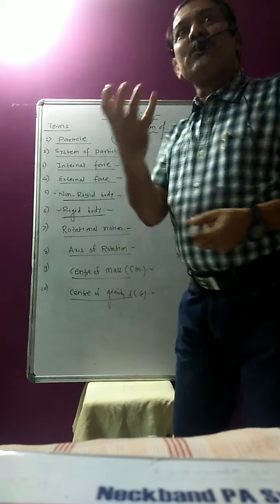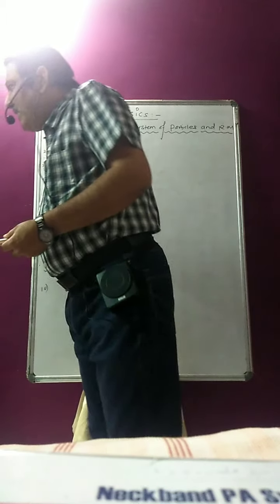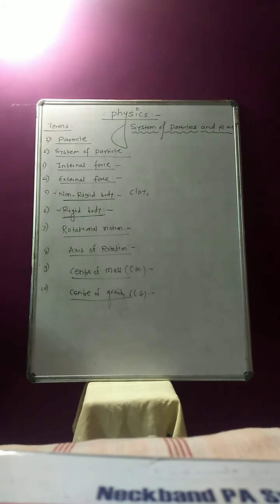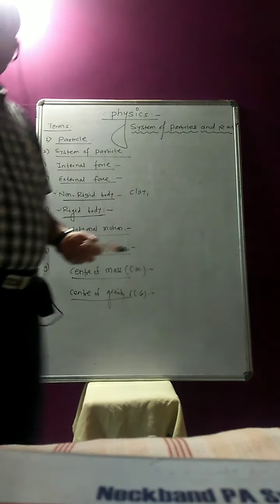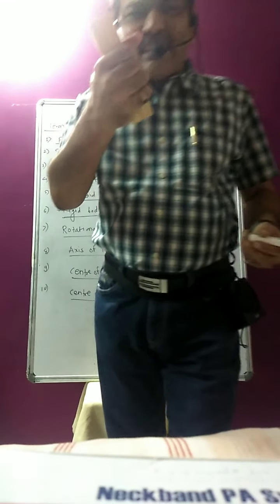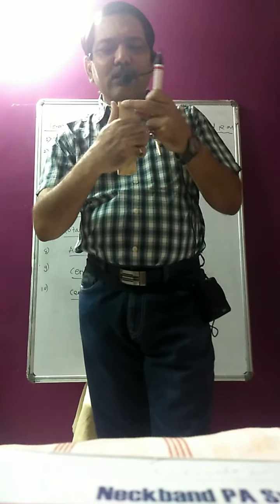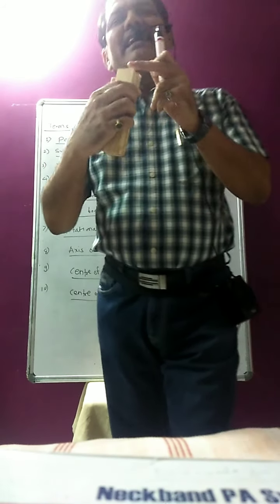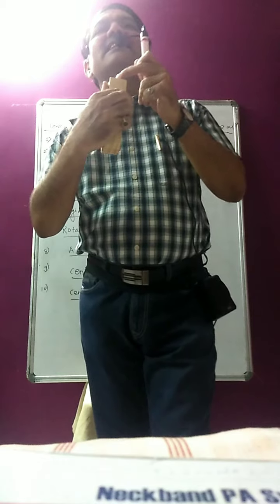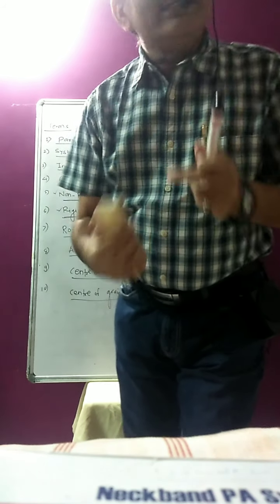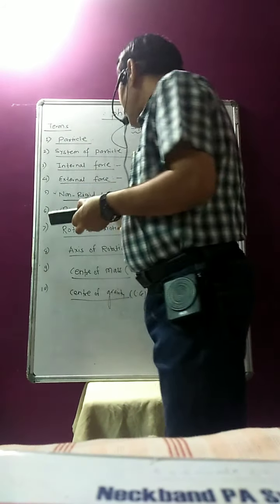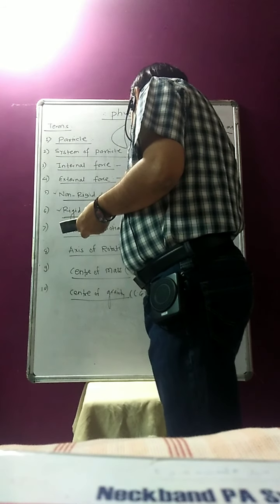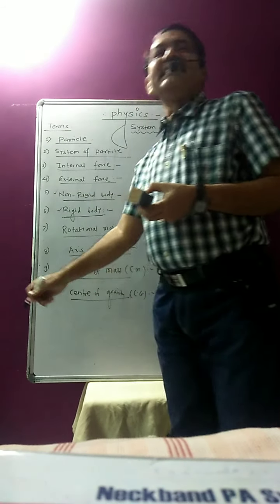If I take a stone, or any duster, and I apply some external force to that duster, and the two particles of the duster do not change their position, then definitely we can say that this is a rigid body. The stone keeps the same position, so the stone is the best example of a rigid body.